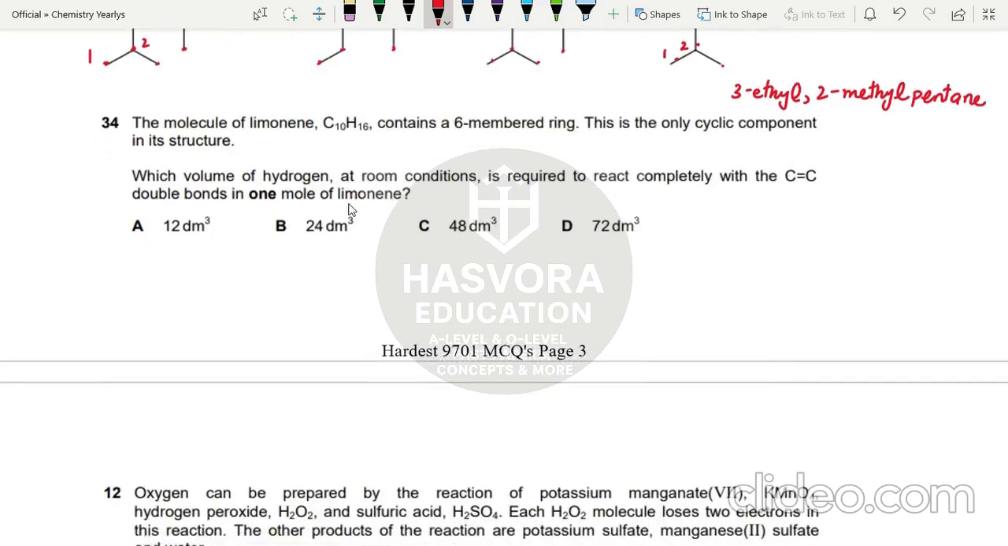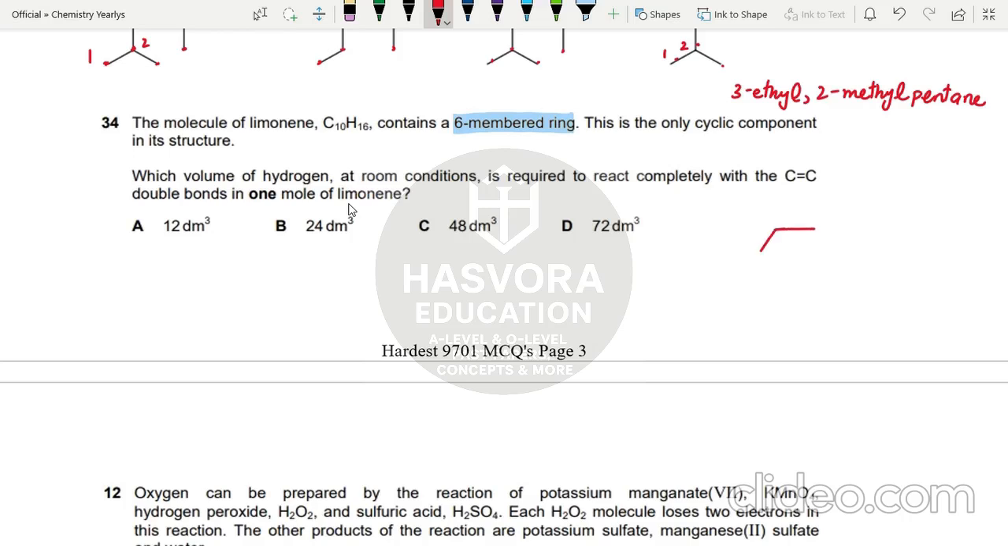Now the other one says the molecule of limonene, C10H16, contains a six-membered ring. So six-membered ring means that it has a ring structure just like the benzene ring. This is the only cyclic component in the structure. Okay, so this is the only cyclic component. There is not any other component like this. Which volume of hydrogen at room conditions is required to react completely with the carbon-carbon double bonds in one molecule of limonene?